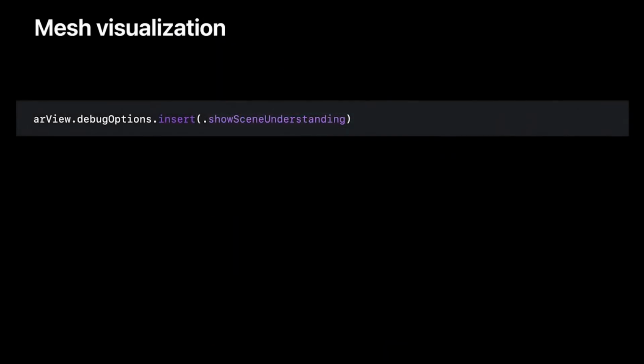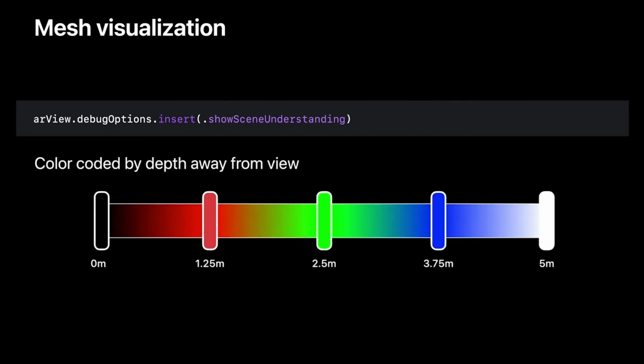To enable this visualization, add the .showSceneUnderstanding option into the ARView's debug options. The colors you saw in the video are color-coded using the chart below. You can see that the color varies by distance, and past 5 meters, everything is colored white. And it's important to note that this option shows you the raw real-world mesh. If you want to see the physics mesh, then you just turn on the regular physics debug view that's already available.